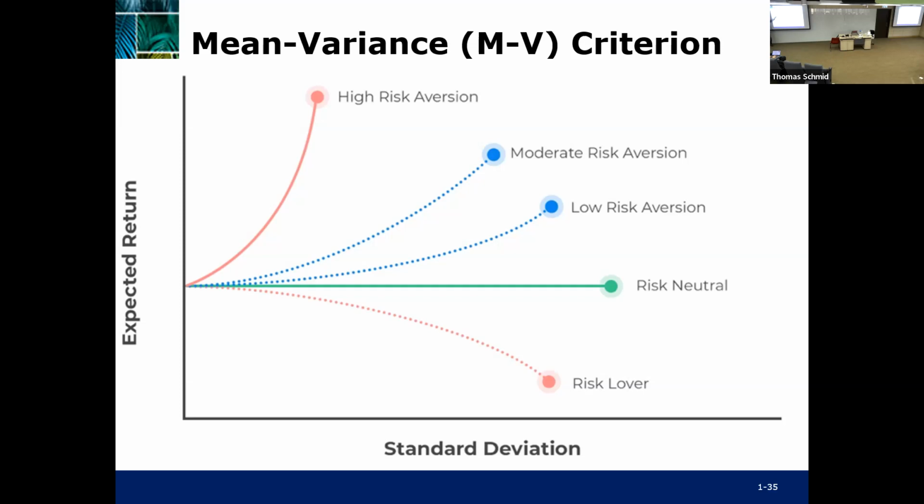And that's also why lower risk aversion gives a less steep curve, because if you increase risk and you are just a little bit risk averse, you do not require so much compensation in terms of higher expected return for that higher risk. But if you are more risk averse, you require more compensation in terms of higher expected return. And if you're even more risk averse, you require even more compensation.